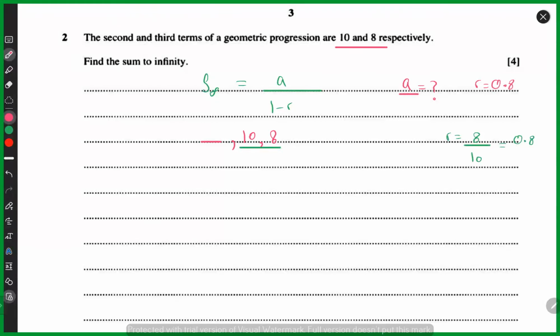Now, one thing is clear. This is A, and A would be multiplied by 0.8 in order to get 10. So this means that A multiplied by 0.8 is equal to 10. So this means A is equal to 10 divided by 0.8. And you can just simplify this in order to find the value.